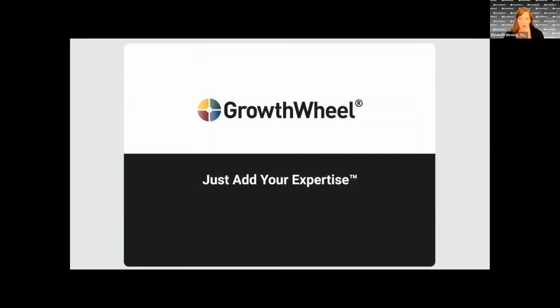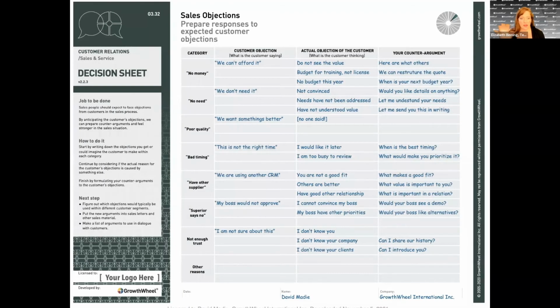All right, next we're going to look at one that we filled out from GrowthWheel's perspective. So when someone says, we can't afford it, what they're really saying is either we don't see the value, we don't have any budget for this, or we've got budget for only part of it. And so we can come up with counter arguments like, well, here's what other people say, or if they don't have enough budget for the whole thing, we can restructure the quote so you can cover part of it this year, part of it next year, things like that.